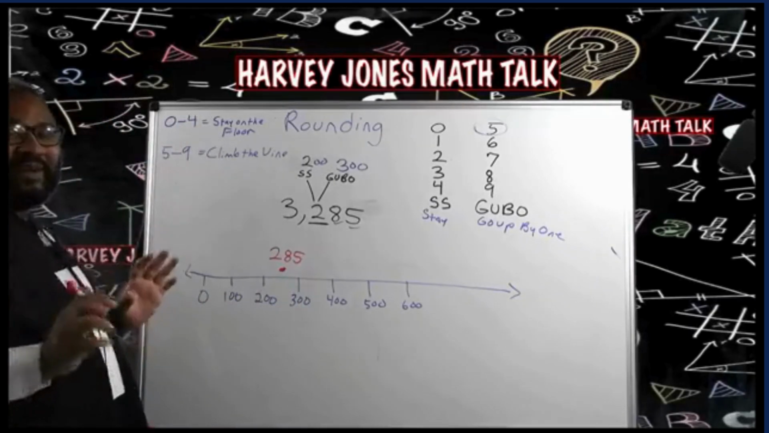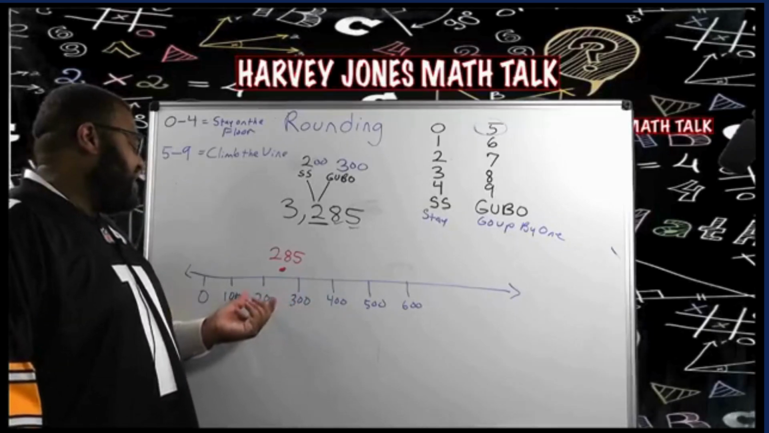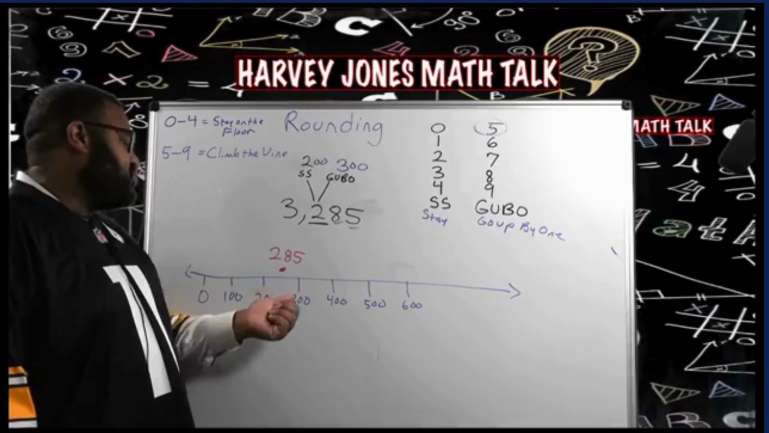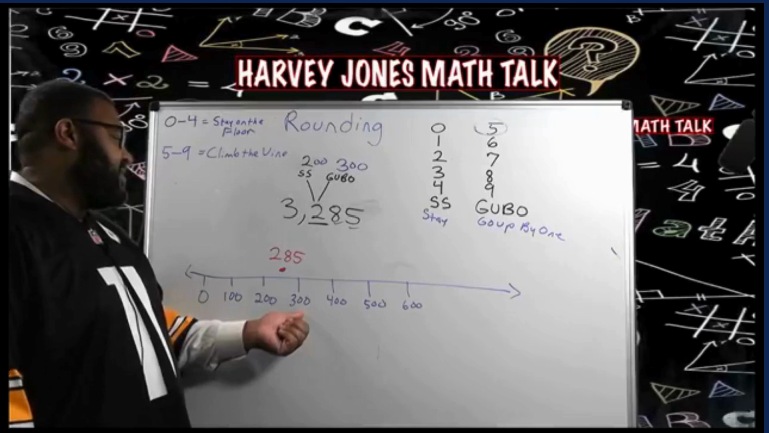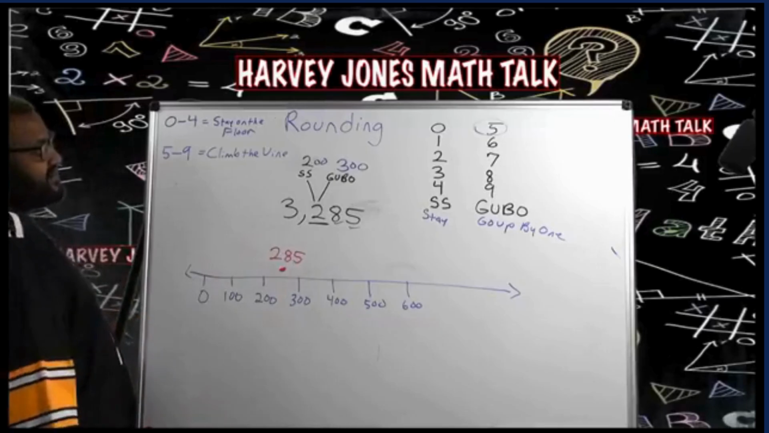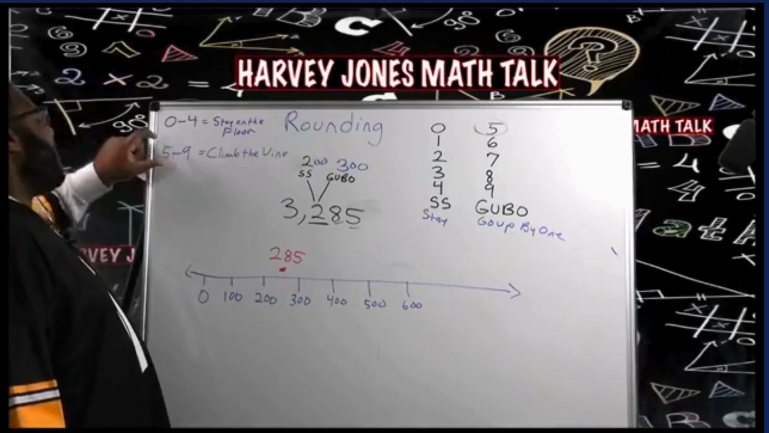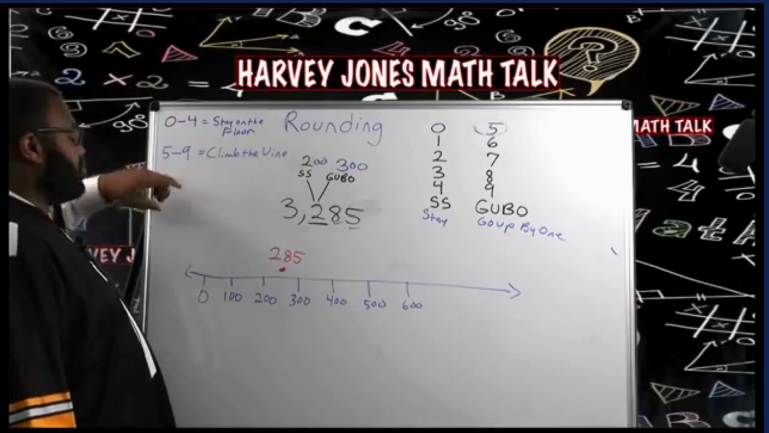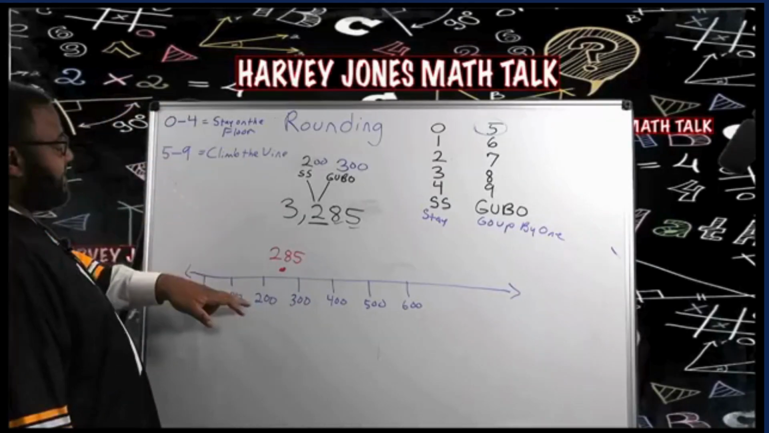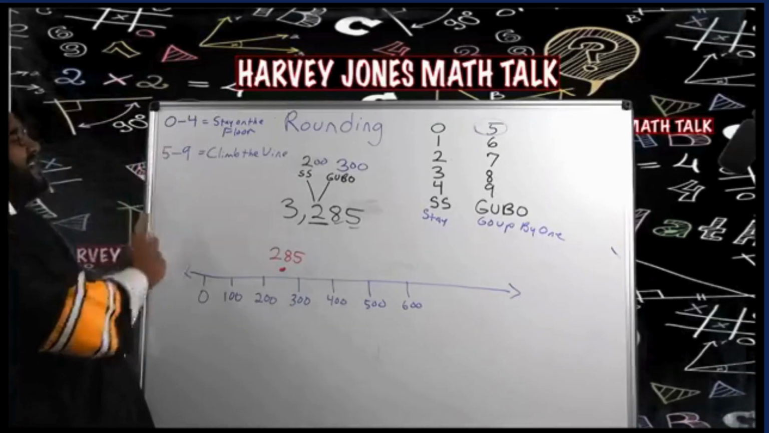Just like we did with our tens, it's the same thing with the hundreds. You can look at this here and say, is 285 closer to 200 or is it closer to 300? Of course, you got to look at the number behind the 2, which happens to be the 8. So you can either say 5 to 9, climb the vine, which means you're going to go to the higher number. 0 to 4, stay on the floor, which means you're going to pick the lower number. But of course, guess what? 8 is between 5 and 9.